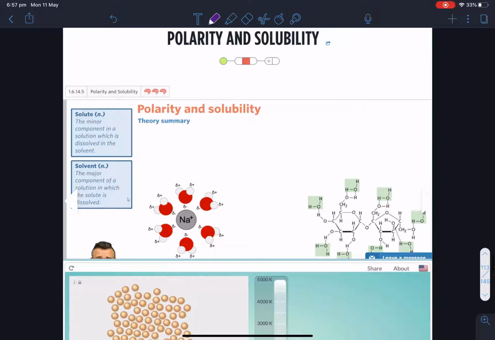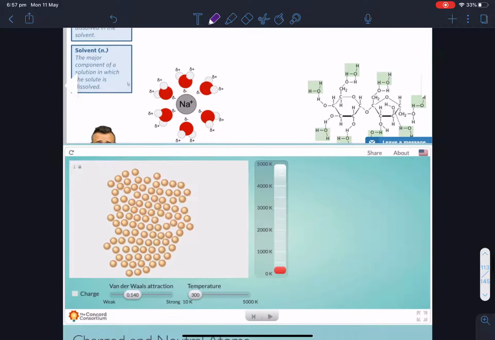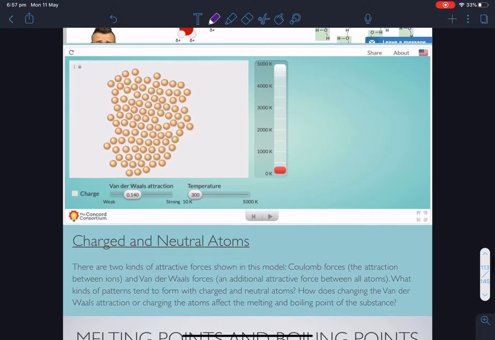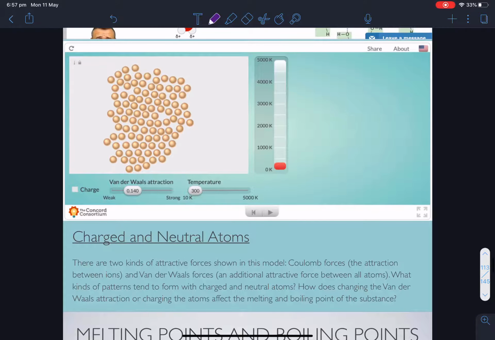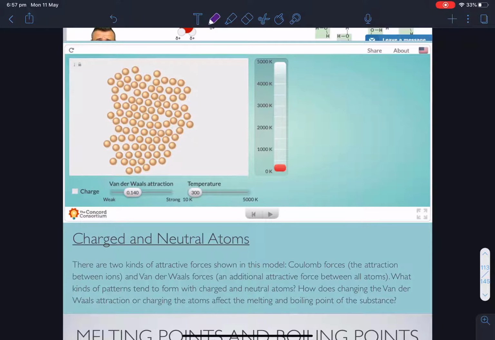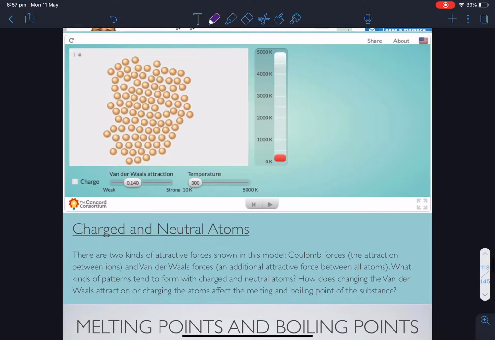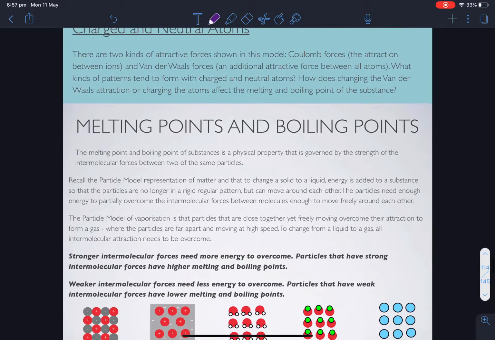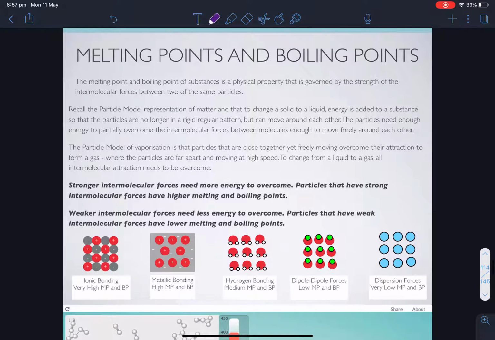So, a video there on polarity and solubility to help you out. And I'm not going to show you this too, but there's a charged and neutral atoms interaction there for us to go through. Click on. So now we're going to talk about melting points and boiling points.